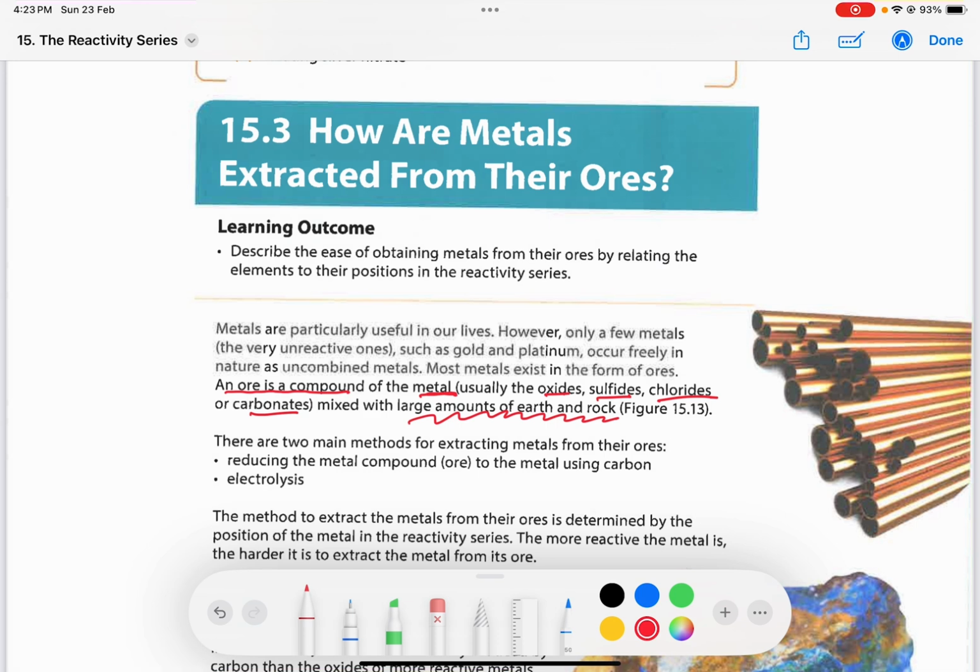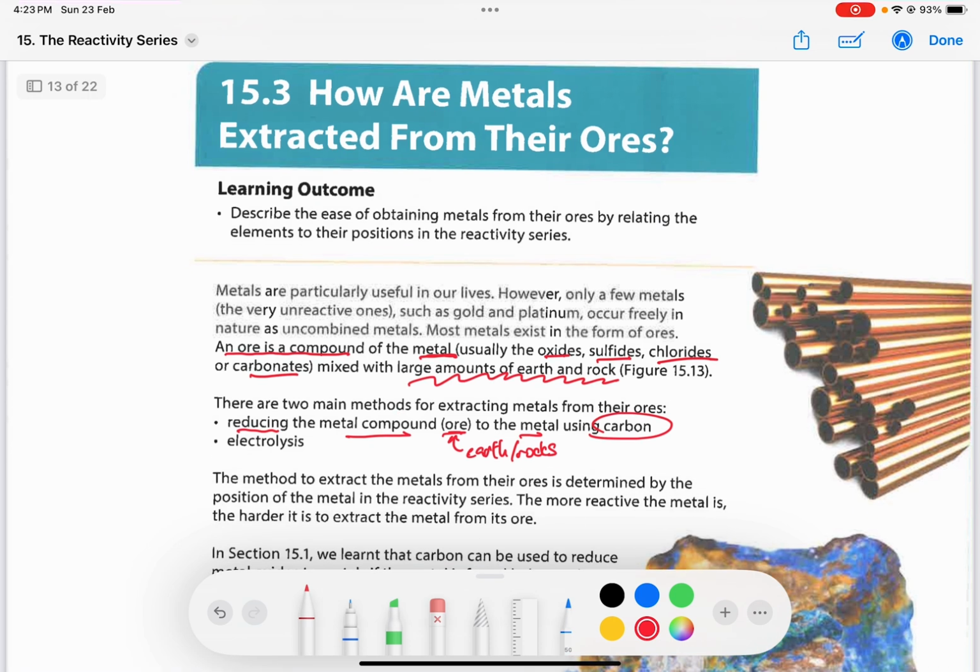Okay, so there are two ways to do it. One is reducing the metal compound to the metal using carbon. So that's one way, using carbon to extract the metals. Now, when they say reducing the metal compound or the ore to the metal, take note, this ore also contains, as we see at the top there, earth and rocks. So there are a lot of impurities in this ore in the midst of this extraction.